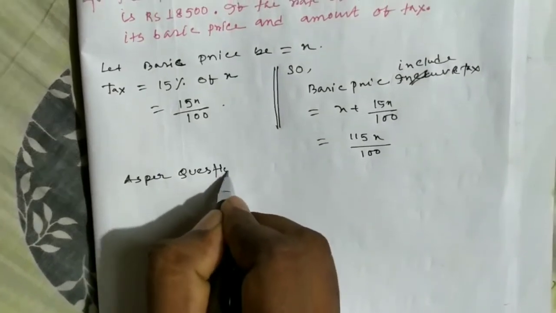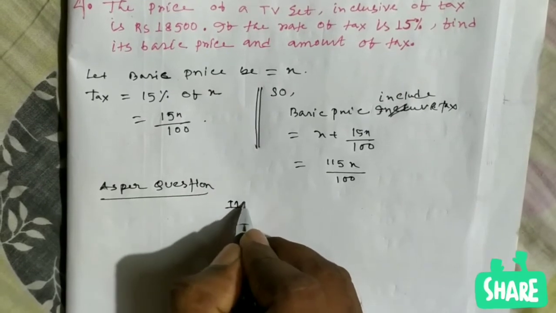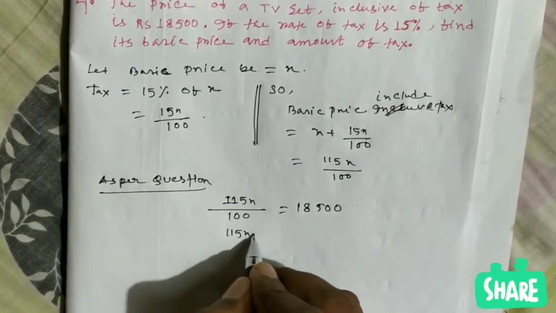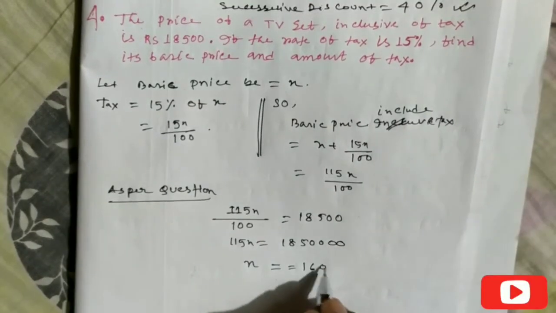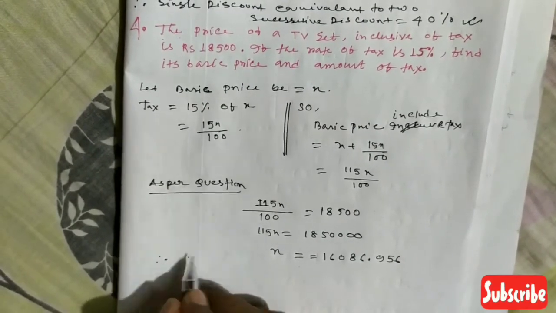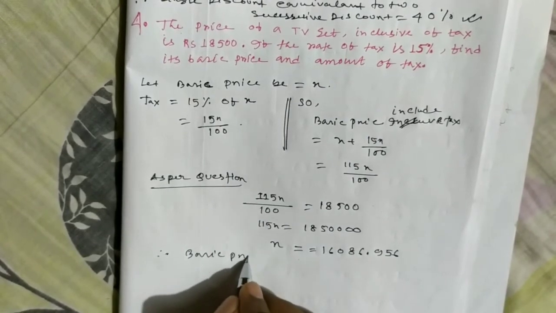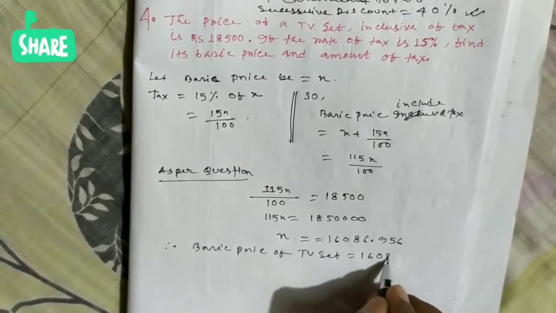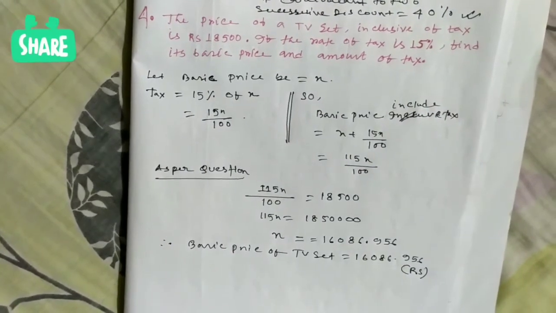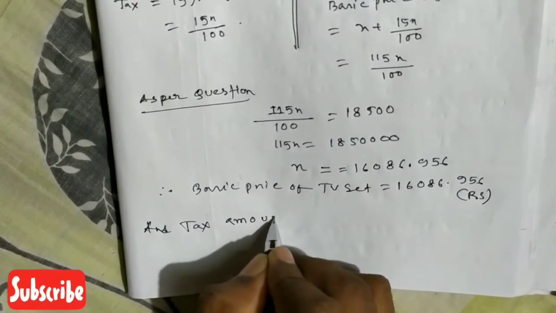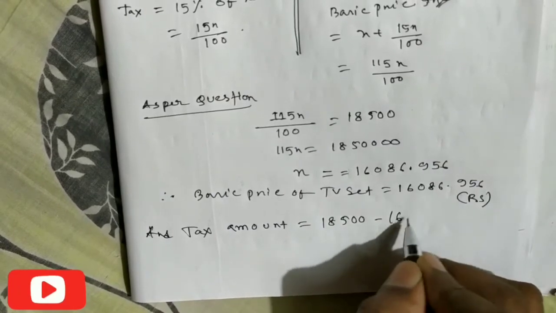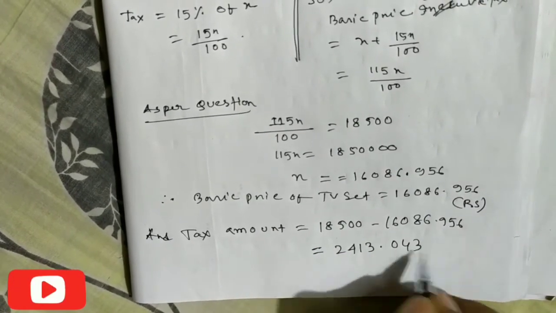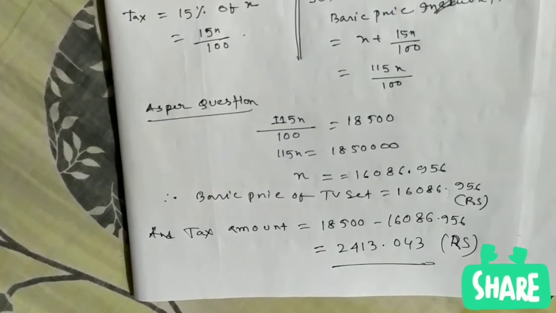As per the question, therefore X, the basic price, is rupees, and tax amount is equal to. This is the answer. Thank you.